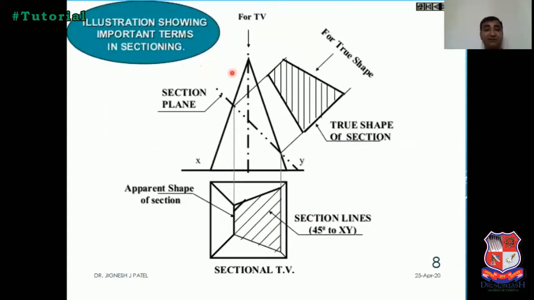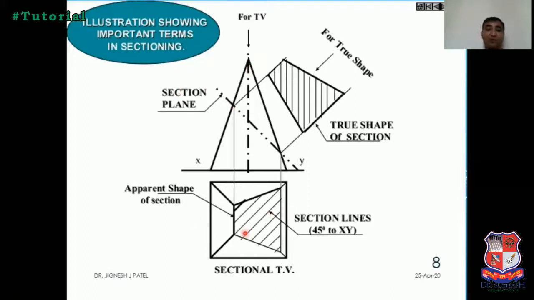So you can see again it's a square pyramid. It is cut by an auxiliary inclined plane. So it shows the section plane, right? This line represents the sectional plane. Okay, it's a front view. This is the sectional top view.